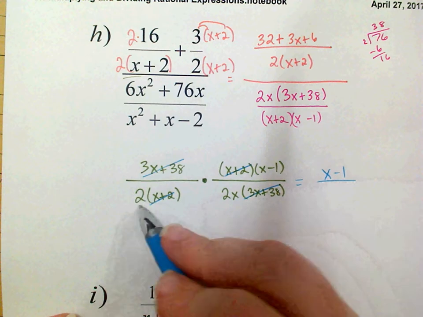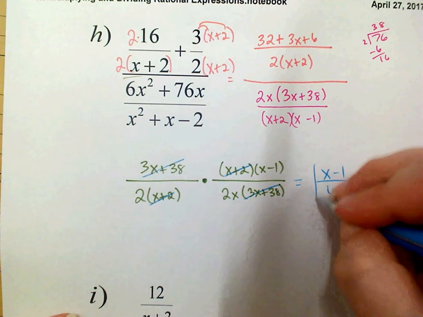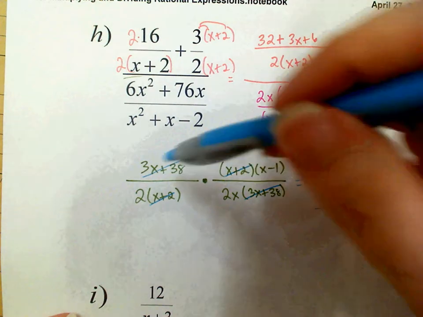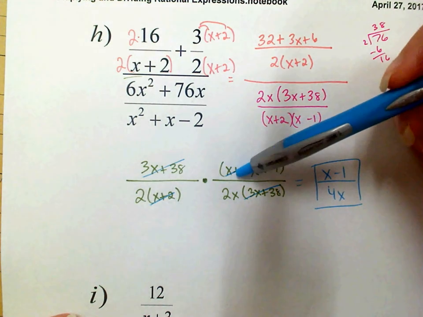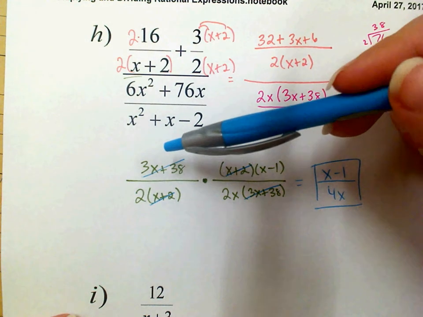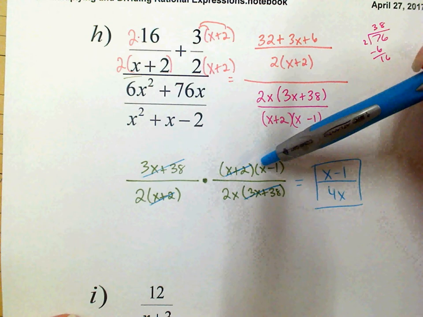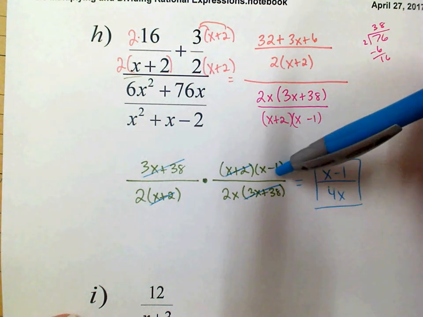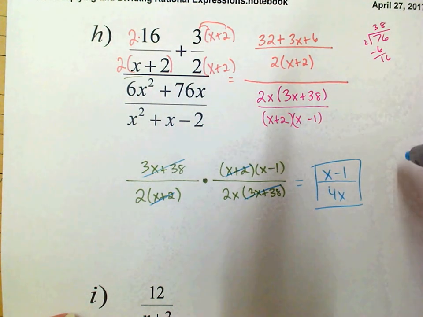Now, you're not guaranteed that things will cancel out. If they don't cancel out, then you would just have to multiply it out. Like, say this x plus 2 didn't cancel out, then I would just multiply this back out. Or if this didn't cancel out and this did, I would multiply out that times that. Expand it out. Okay? You're not guaranteed that everything will cancel out, but a lot of it will.